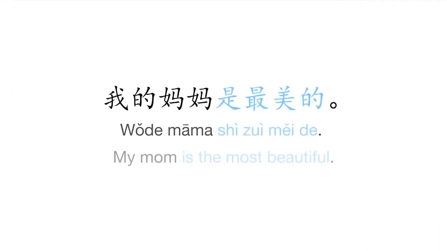So let's check out another sentence. 我的妈妈是最美的. 是最美的. My mom is the most beautiful. You could just say 我的妈妈最美. 我的妈妈最美. But this is sort of emphasizing the detail a little bit more. 我的妈妈是最美的. Okay, it's like saying, of all the mothers, my mum is the most beautiful, just making a bigger deal out of it, if you like.